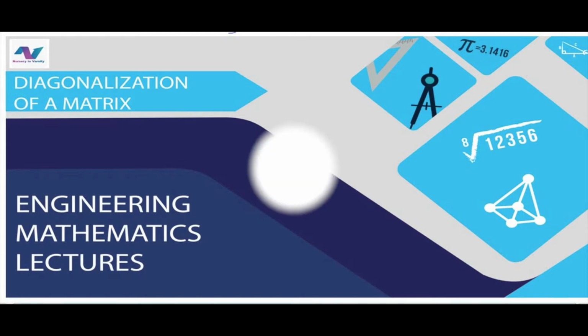Now we will study diagonalization of a matrix. Before studying how to diagonalize a matrix, I will tell you some definitions which are necessary to understand before forming a diagonal matrix from a square matrix. Similar matrices. I will tell you what are similar matrices.